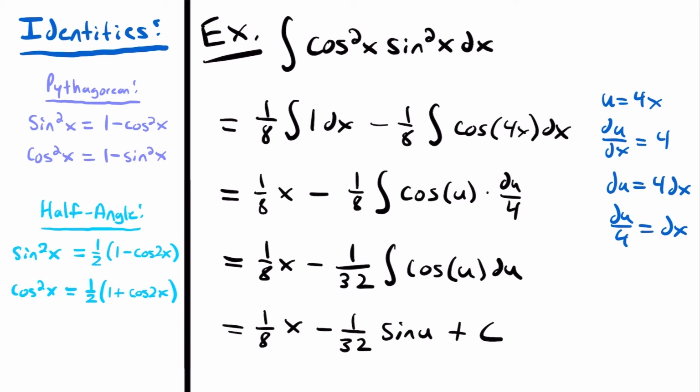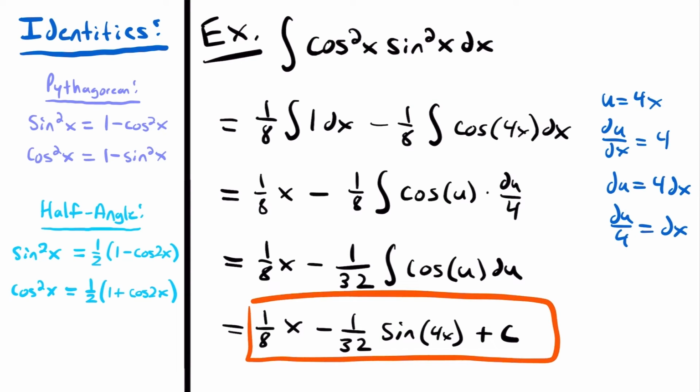And then to get our final answer, we just have to replace u with what we set it equal to, which is 4x. And so I'll just rewrite this, and we'll have 1/32 sine of 4x plus c. And so that is the final answer to this trigonometric integral. Okay, and so that was our last example for trig integrals with cosine and sine.